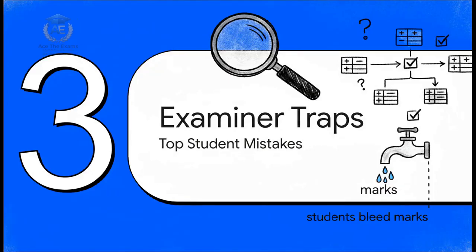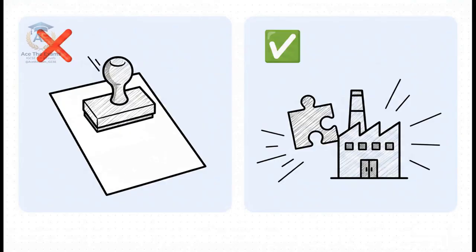All right, Section 3, the examiner traps. We're now going to shift gears into a highly analytical breakdown of the principal examiner reports so you can see exactly where students bleed marks year after year.